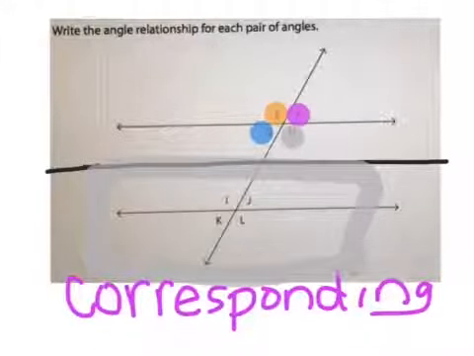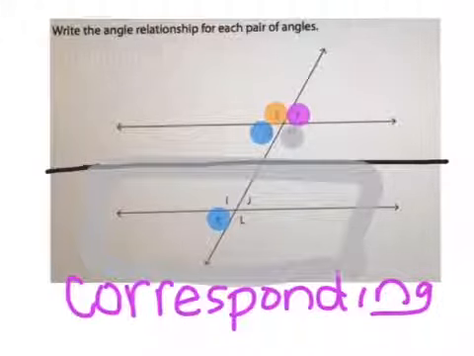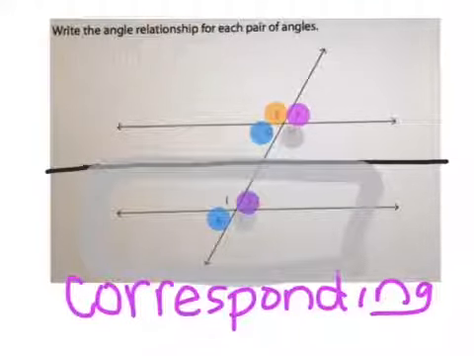And we would have to look at the angles that are in the same corners. So G would be in the same corner as K. H would be in the same corner as L. And F and J would be in the same corner. And E and I would be in the same corners. So the colors that match up here, E and I, F and J, H and L, and G and K, are called corresponding angles. They have exactly the same measure. They are congruent angles.